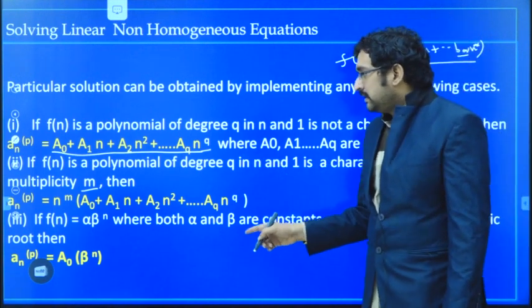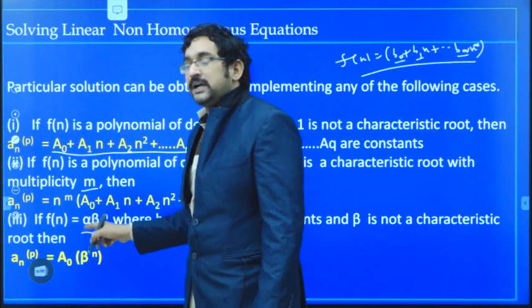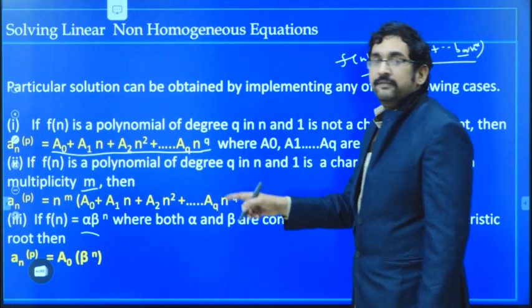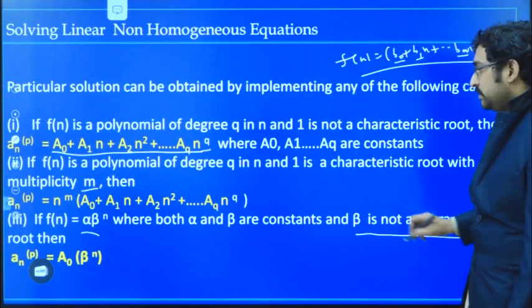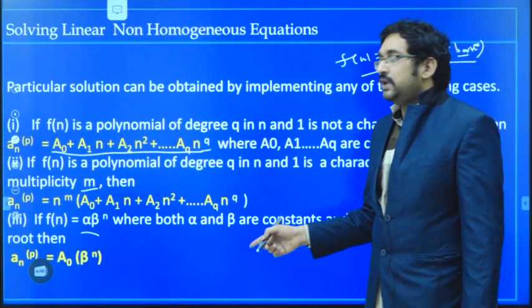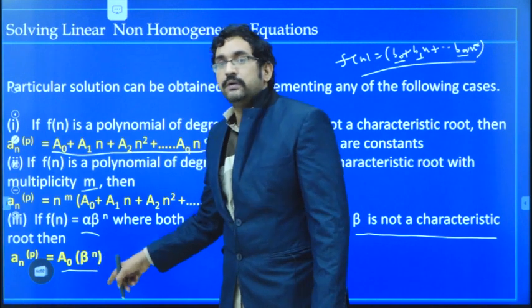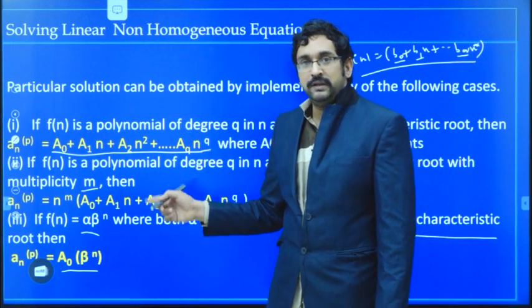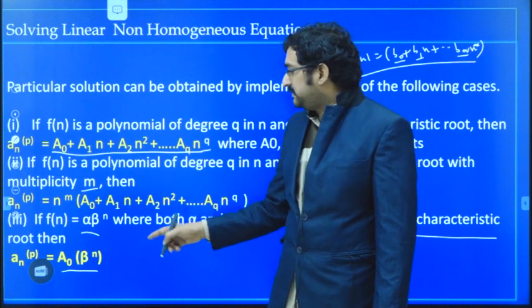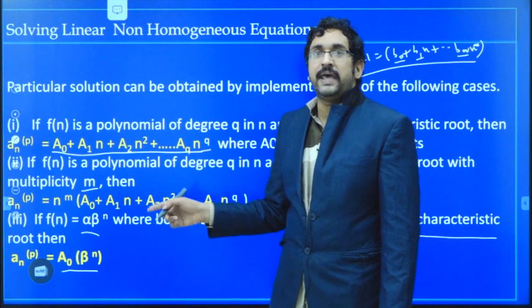See the third case: if the right hand side is of the form alpha into beta^n, where both alpha and beta are constants and beta is not a characteristic root, then the particular solution will be a_n^p equal to a0 into beta^n. So a0 into beta^n will be the solution if f(n) is of the form alpha into beta^n and beta is not a characteristic root.